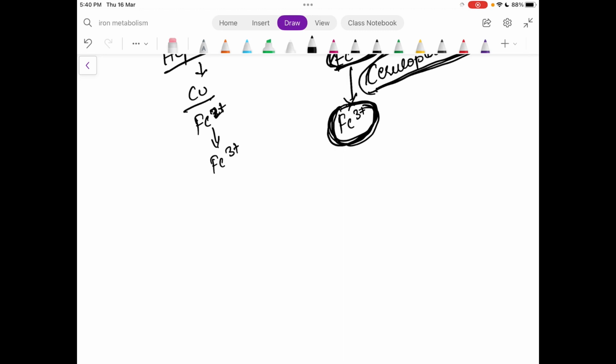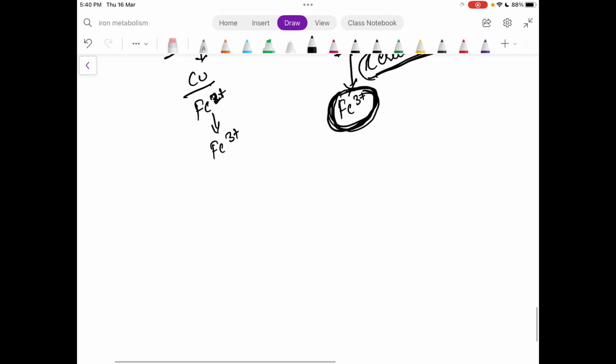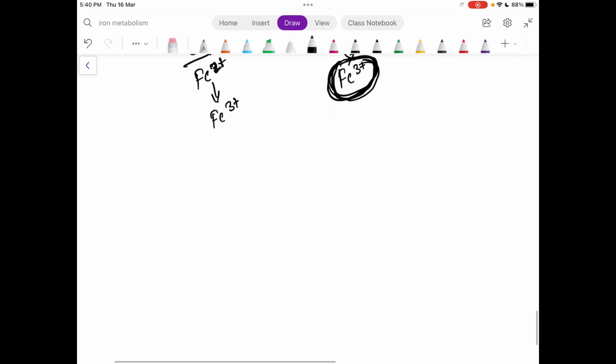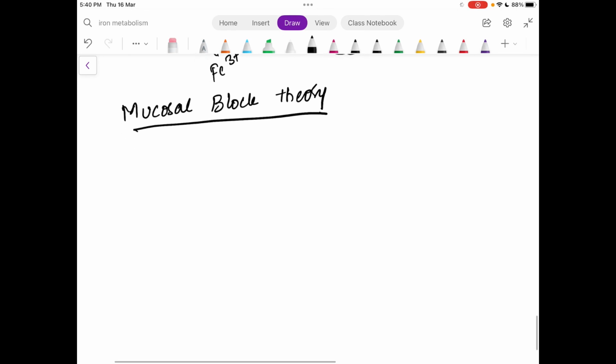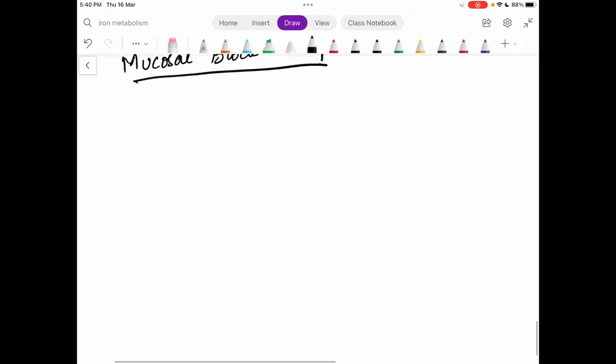Now this iron has to be regulated tightly. Okay, we have two mechanisms. One is at the intestinal level, another is at the gene level. So at the intestinal level, we'll call it the mucosal block theory. What happens in the mucosal block theory?